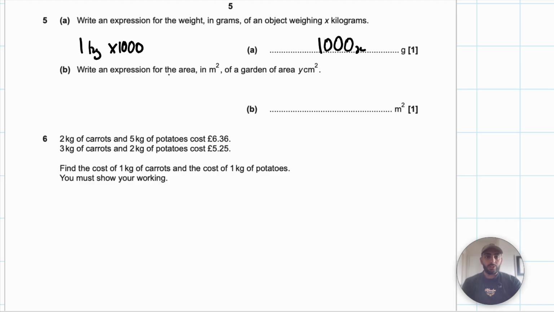Part B. Write an expression for the area in meter squared of a garden of area y centimeter squared. So right now the area is in centimeter squared and we need to convert it into meter squared. If we're converting from centimeters to meters, we need to divide by 100. But if it's centimeter squared to meter squared, it needs to be divided by 100 squared. So we're doing y over 100 squared, which is the same as 100 with 2 more zeros.